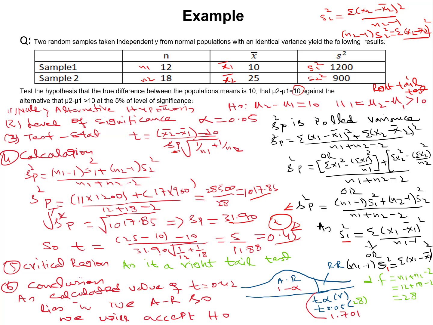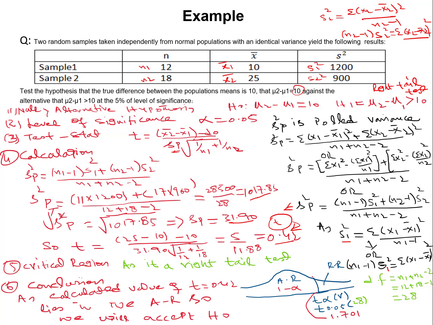So now we have already calculated the value of t. Now we need to construct a critical region. It is a right tail test, because it is given in the question. So this will be the rejected region and this will be the accepted region.